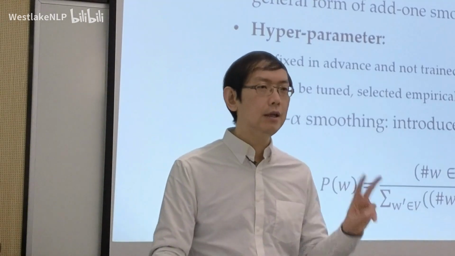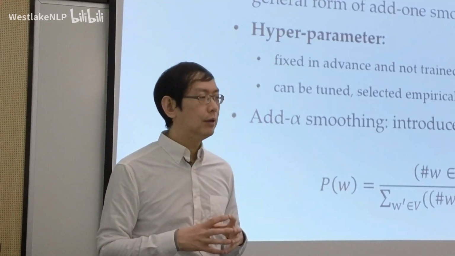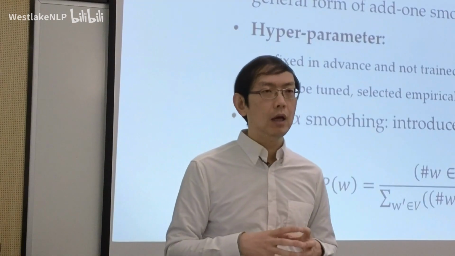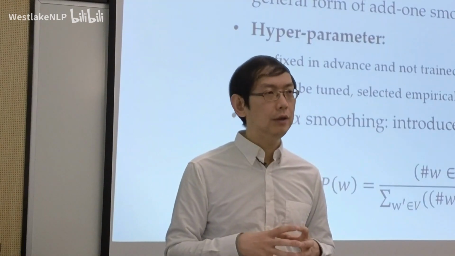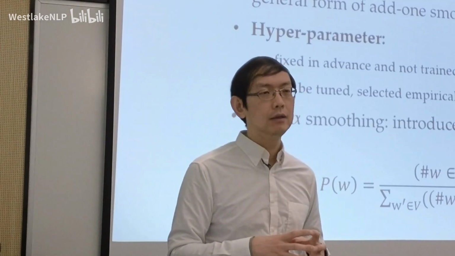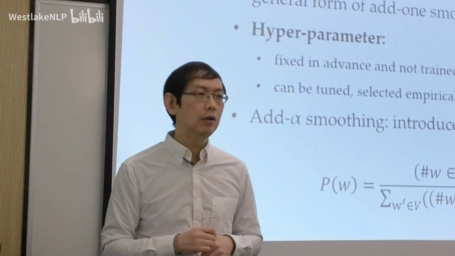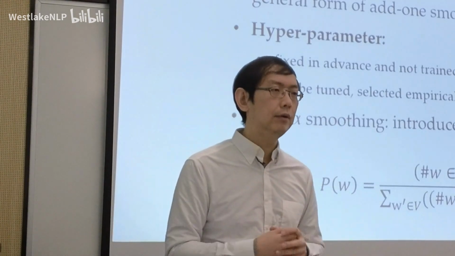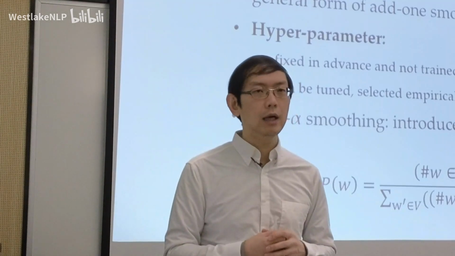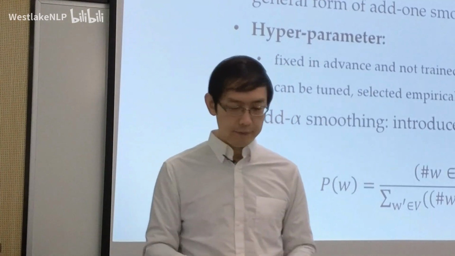Second thing about add alpha smoothing. There is some theory behind add alpha smoothing. If you want to learn the theory, you should read chapter 12. If you know some probability theory for continuous random variables, and you want to learn some theory behind add alpha smoothing, you can read chapter 12 offline. So next, let's go on.